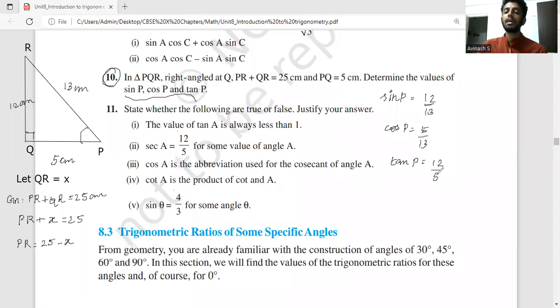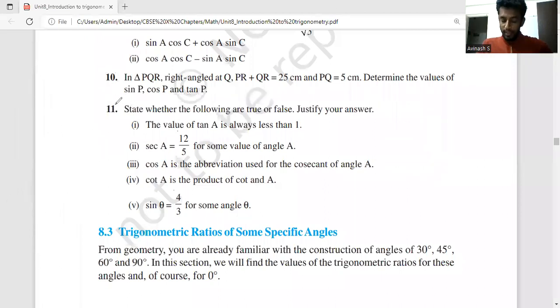So these are the three answers that are expected out of question number 10. And we cannot directly go to these three answers because we need the other sides. That is why we went through the Pythagoras theorem step. I hope you are all able to understand.